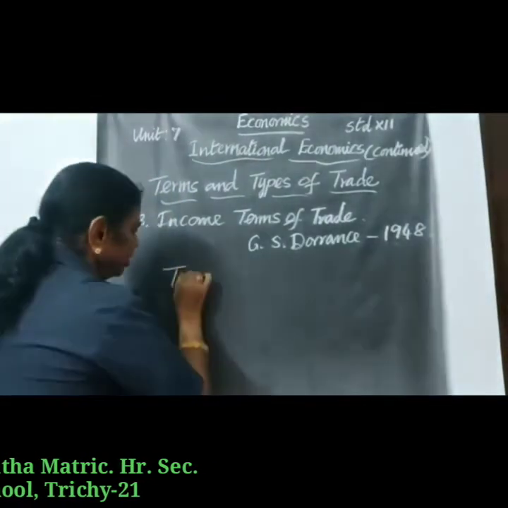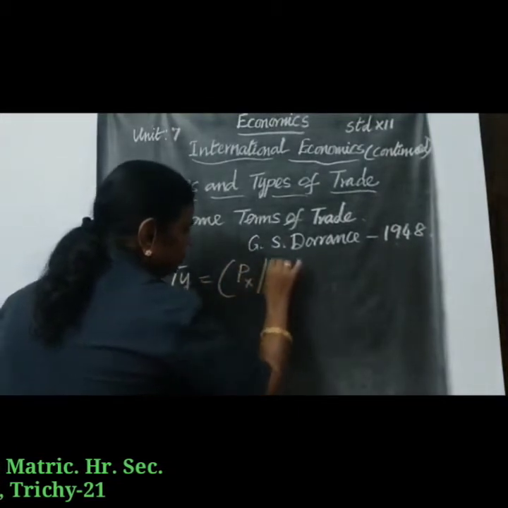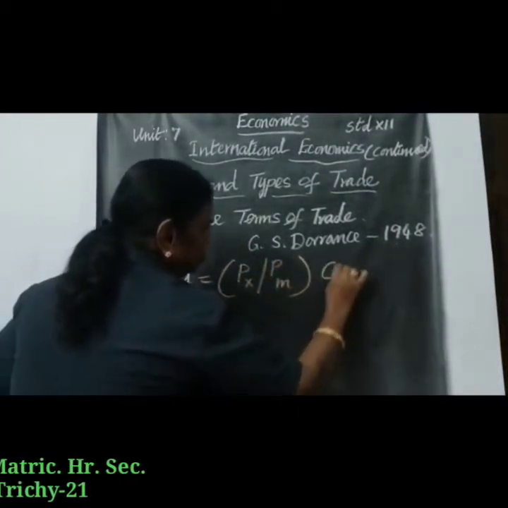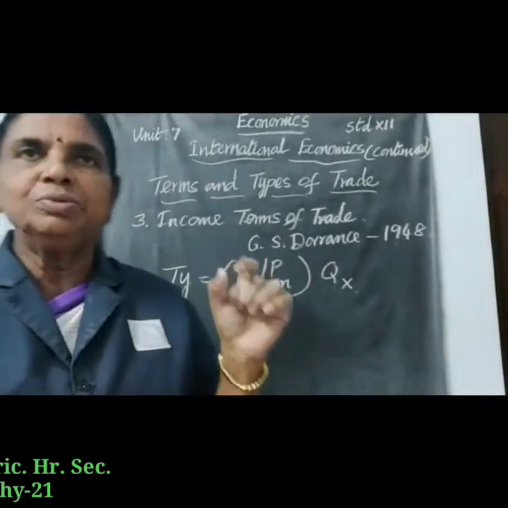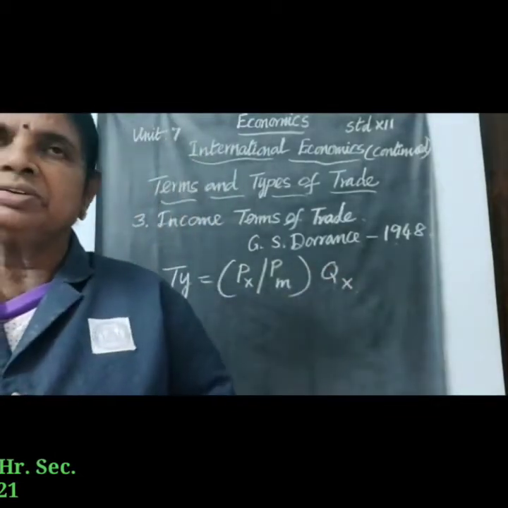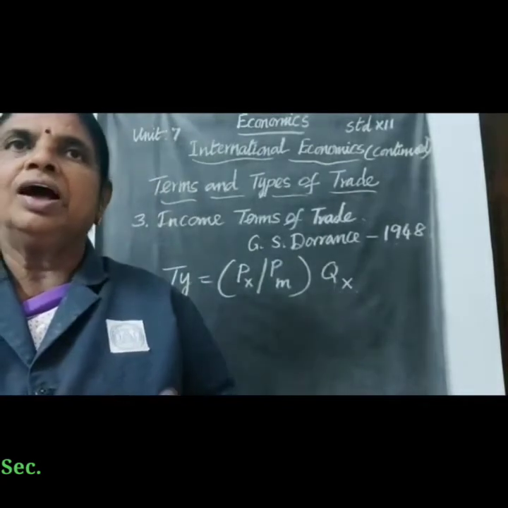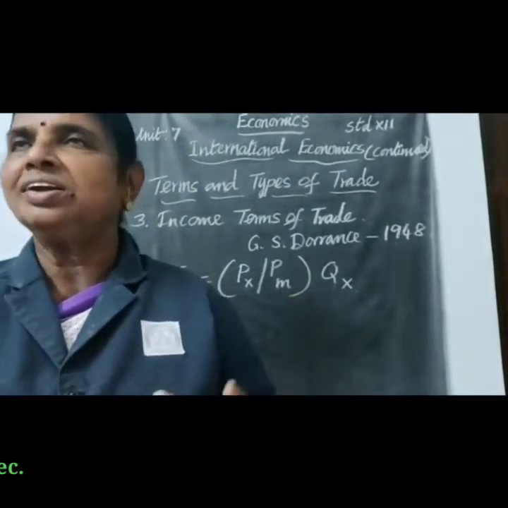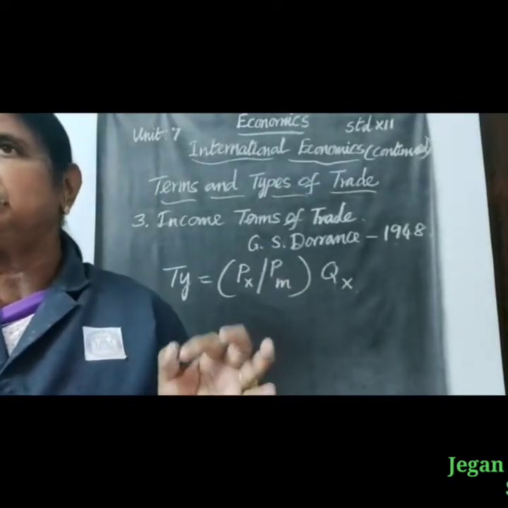So Ty equal to Px divided by Pm into Qx. Just remember, Px is the price index of exports, Pm the price index of imports, and Qx the quantity index of exports. So this is income terms of trade.